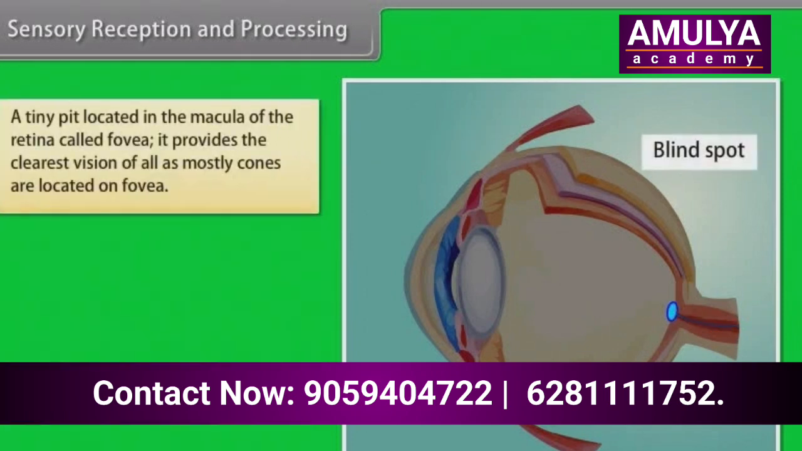A tiny pit located in the macula of the retina is called the fovea. It provides the clearest vision of all, as mostly cones are located on the fovea.